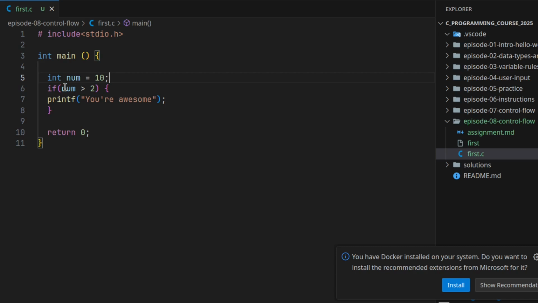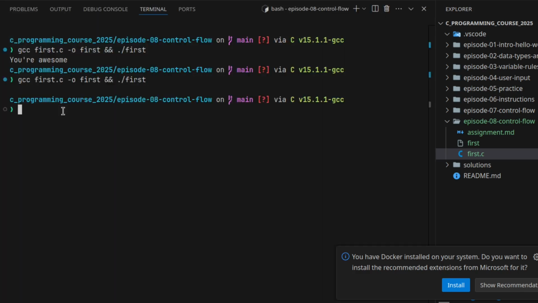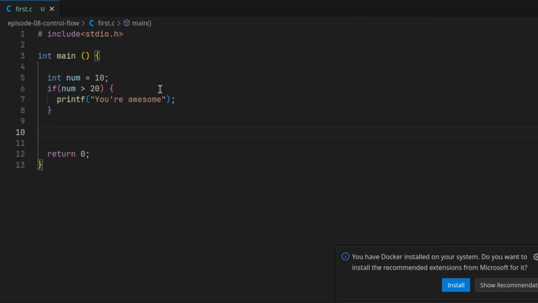You are awesome is printed, which means the number is correct, because 10 is greater than 2. Now let's assume we write 20. Is 10 greater than 20? No. It means this statement is never printed. Now we are at the end of this program. Let's press Ctrl S and run again. All things are going well.